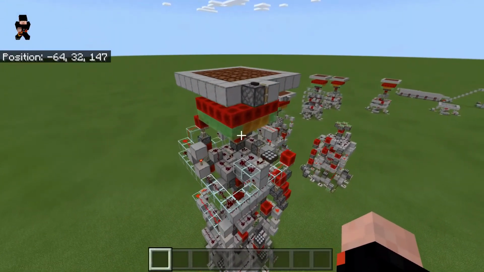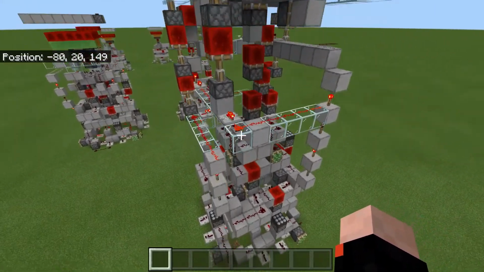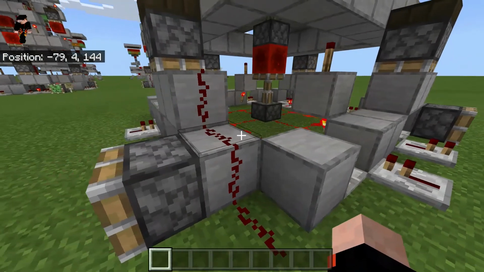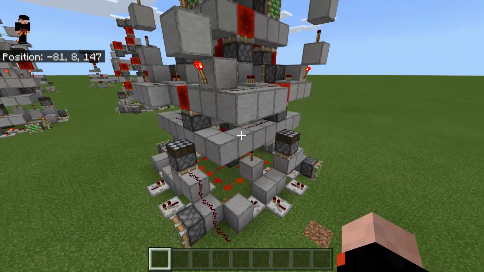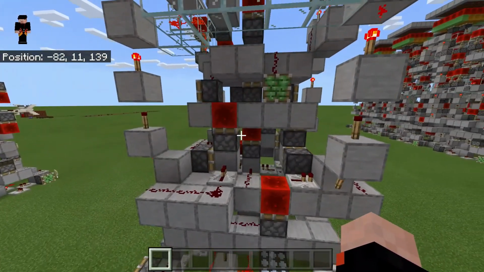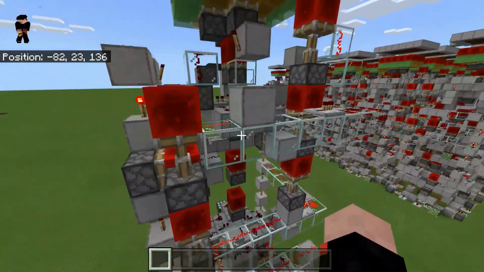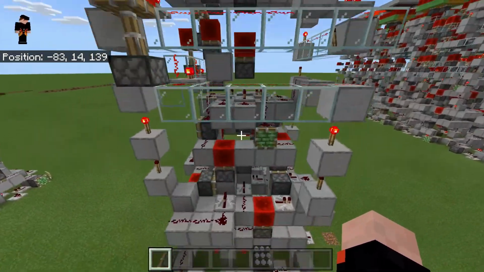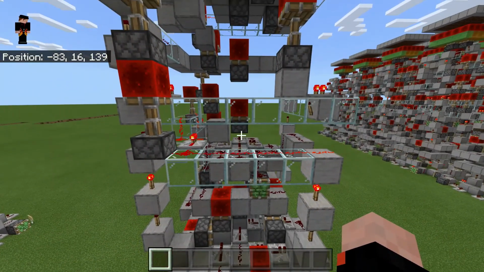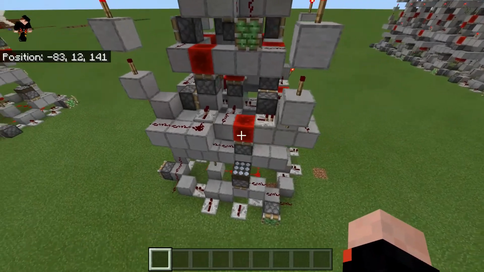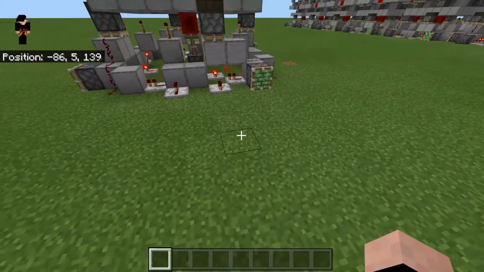Alright guys, so here we have a single cell. At the very base of it is where it checks for if it has four neighbors. If it has four neighbors, then it shuts off. Here is where it checks for if it has two living neighbors. And then up here, it checks for if it has three living neighbors. If it has three neighbors, it turns on. If it has two neighbors, it'll stay on. And then down here is where it outputs signal to the other cells.